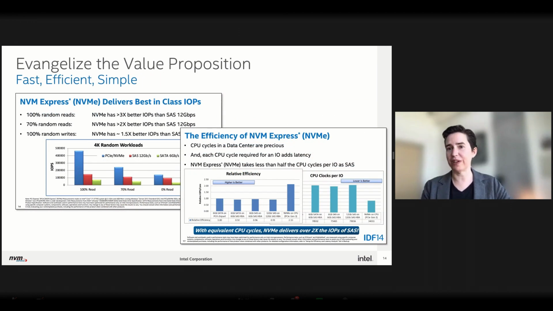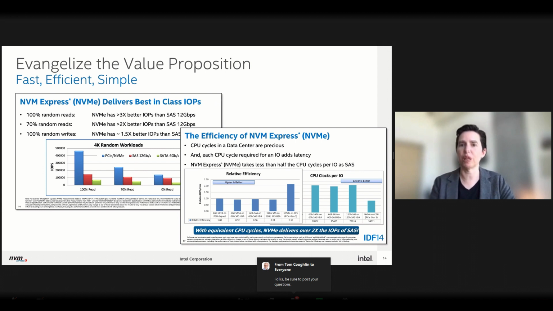This just shows more of the early value proposition that we were doing, showing the best-in-class IOPS, also showing the efficiency in terms of relative efficiency. If we look at performance, all of those pieces, clocks per IO and relative efficiency.